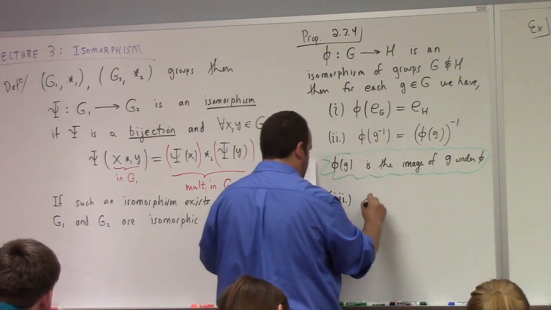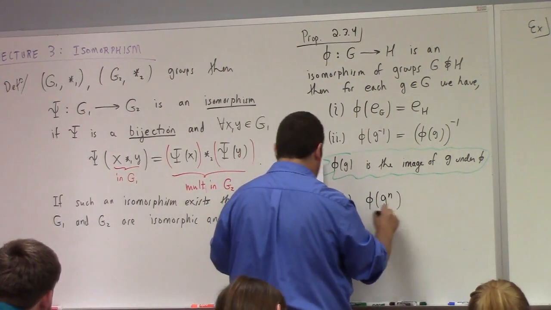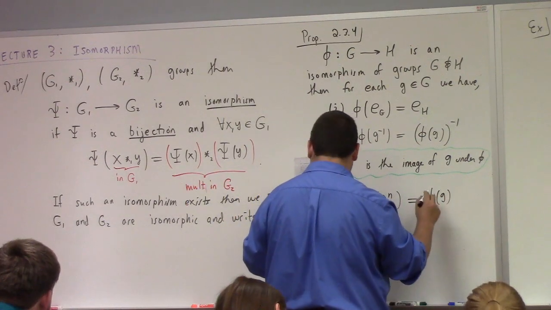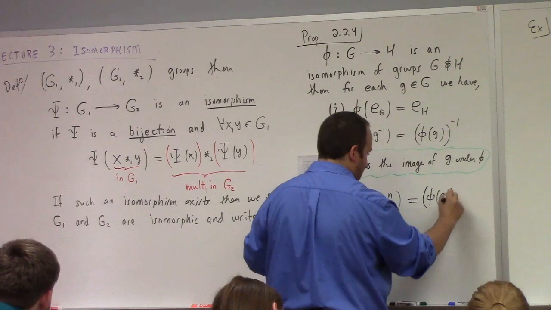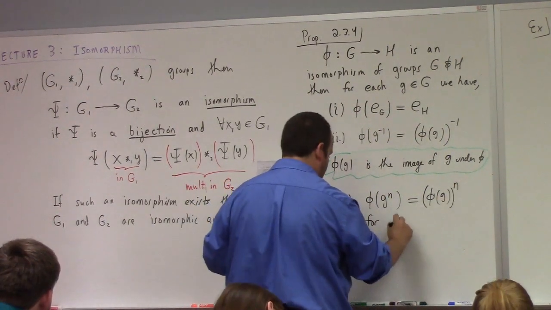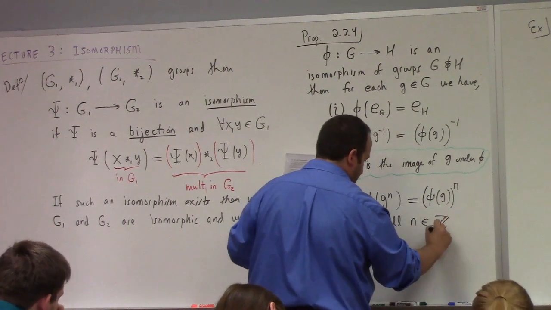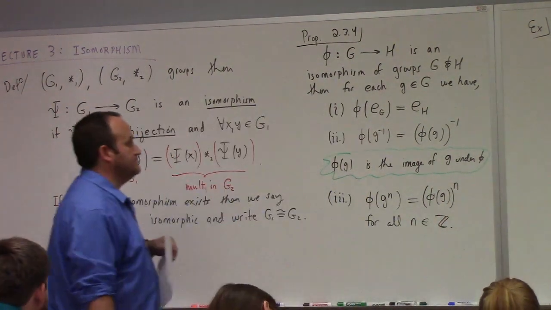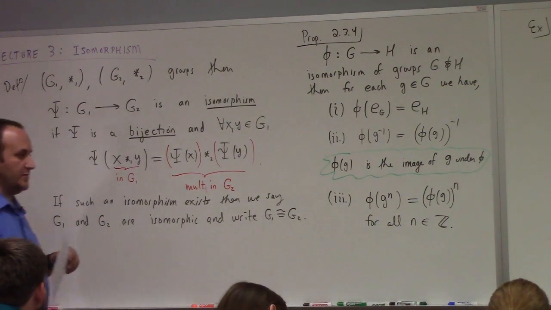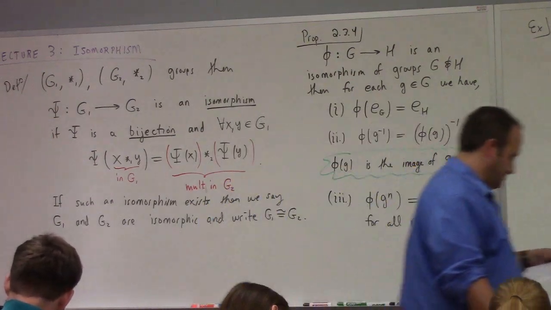is that phi of g to the n is equal to phi of g, to the n. Curses on you, English. All right. And that's for all n in the integers. So these are wonderful, wonderful properties of isomorphisms. Let's prove them.